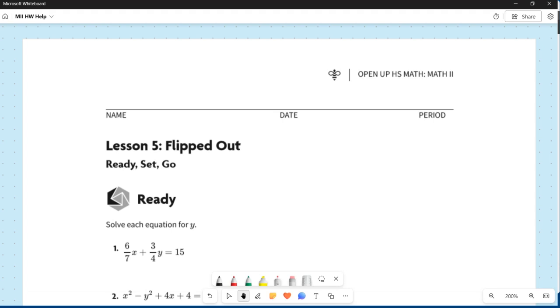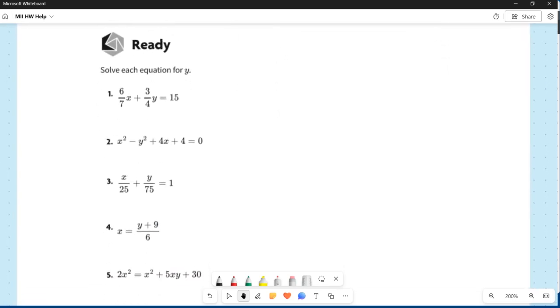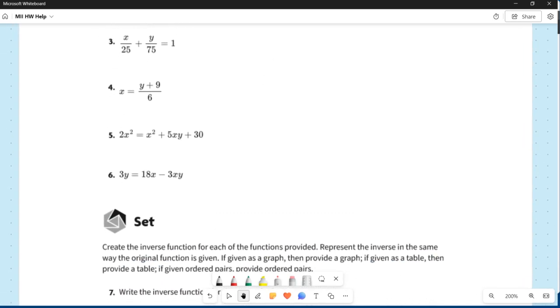Today we're going to be looking at Unit 4, More Functions, More Features. Lesson 5, Flipped Out. Starting with the Ready section. Directions here say solve each equation for y. First assigned problem was number 3.